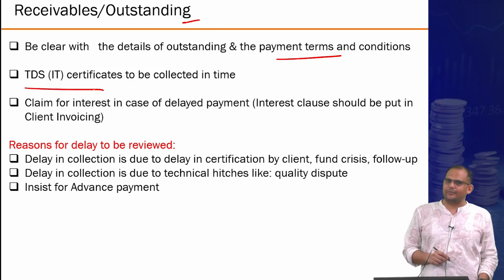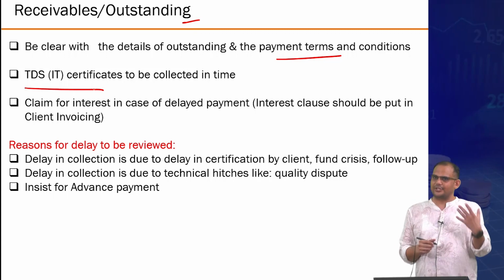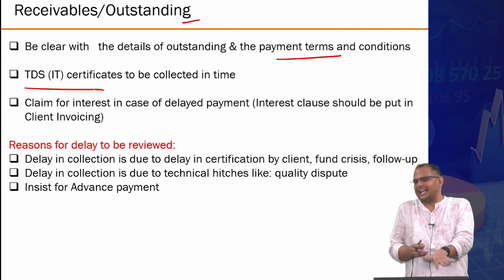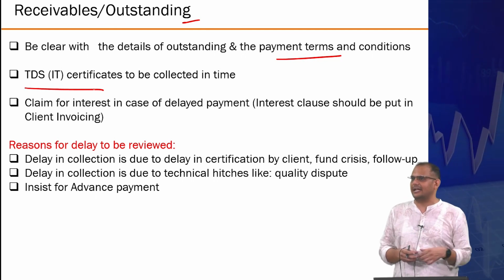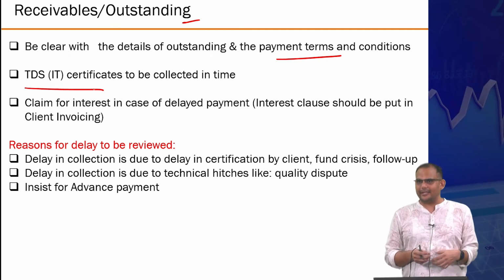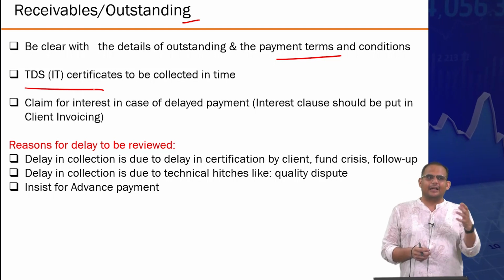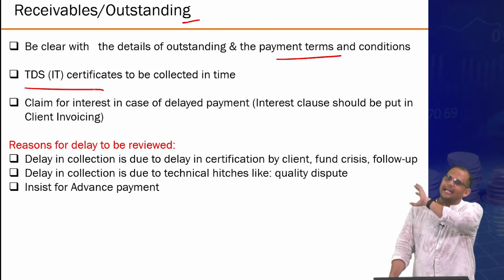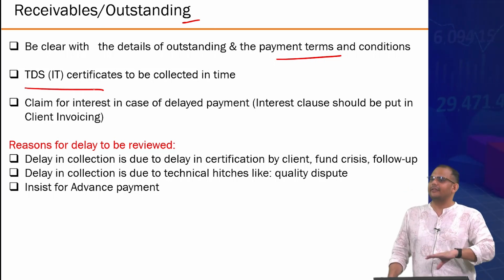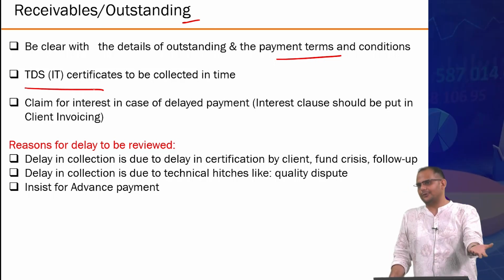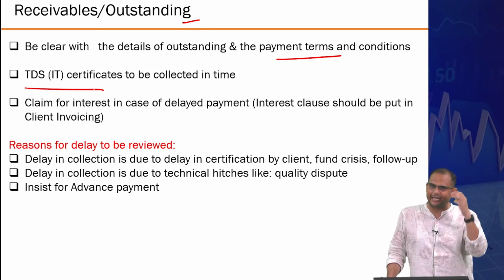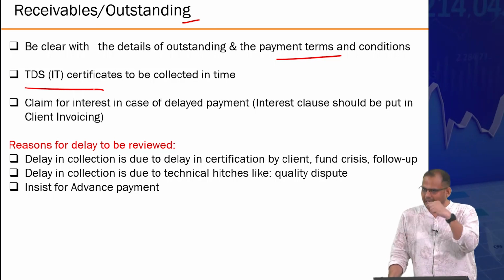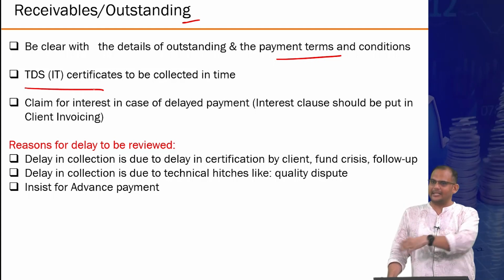TDS certificates, which is your tax deductible at source, are also important. Sometimes the client does not have an incentive to give you the TDS certificate immediately. They cut the money, they are paying less, of course, and for their regulatory compliance they will always report it to their tax authorities. But they might not give you the certificates because they don't have incentives. So you need to follow up and get it done so that you can save on your taxation later. Otherwise, on some of the money you are having double taxation, right?